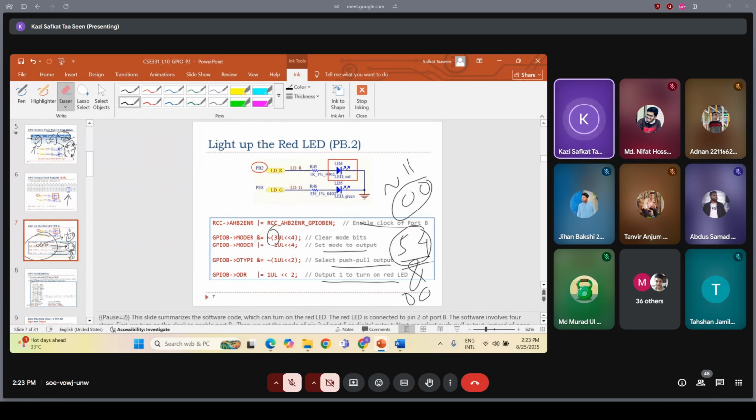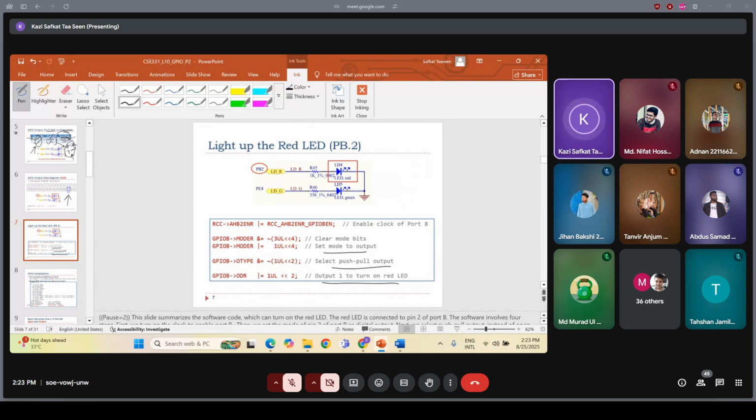Okay, so these lines basically tell you which registers you need, which port you need, which clock you need. This tells you that you need the MODER register. You clear the bit first and then you set a bit to 1 in order to convert to the output mode. Then you set the output type. Then you set the value in the ODR register, either to a high or to a low.